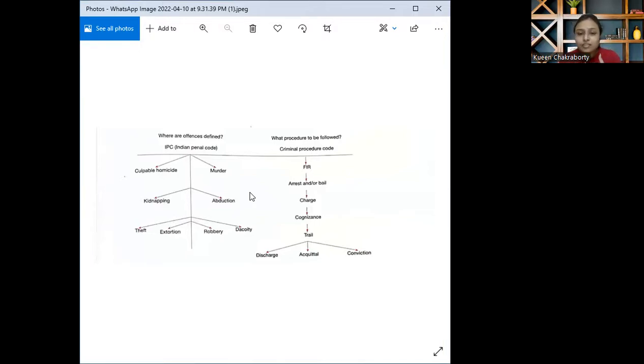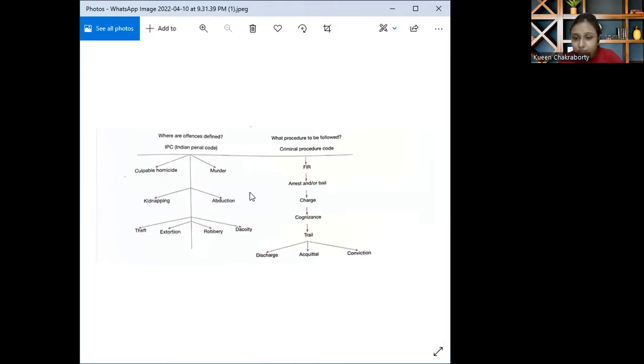See, we being very common people, we don't have the idea if such things occur, then what are we going to do? We really don't have any idea. So here is the solution I'm giving you. Firstly, we have to lodge an FIR. Okay. First information report. Next, after FIR, arrest or bail. Next coming charge. Next we have cognizance.